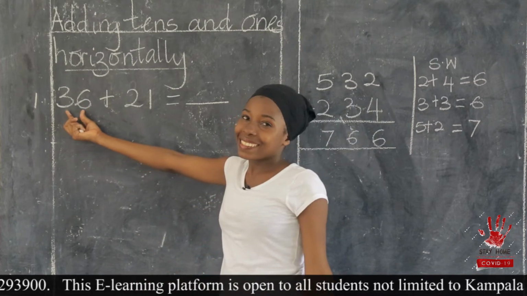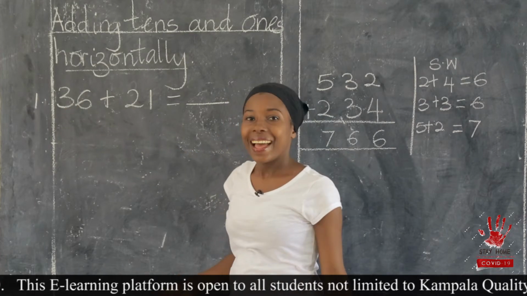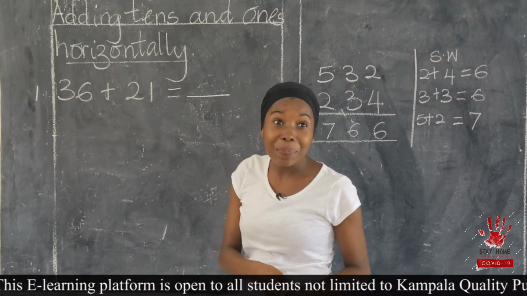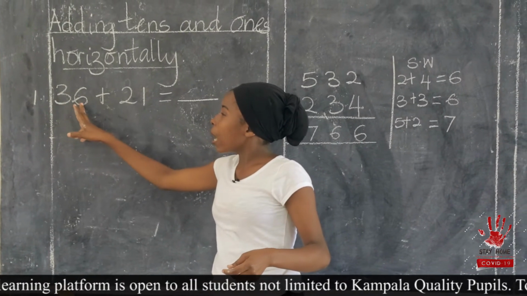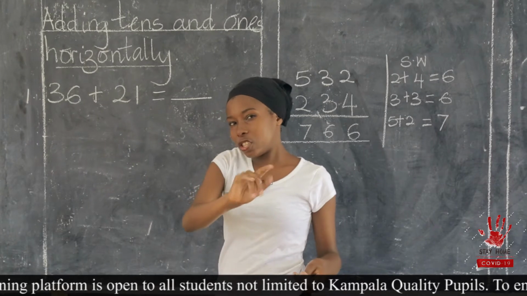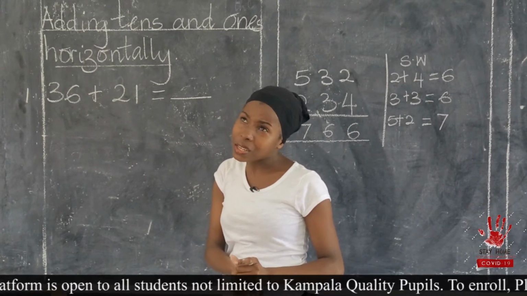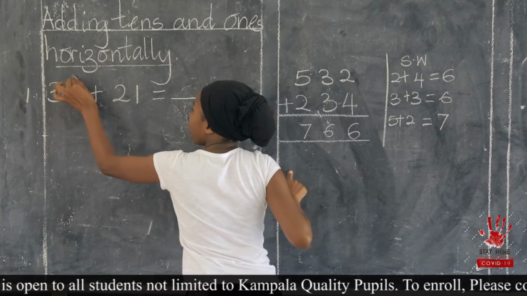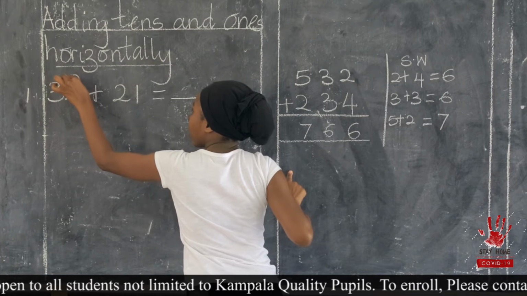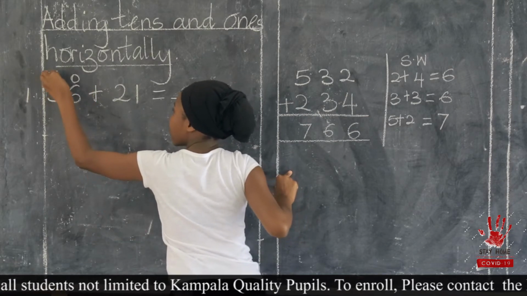Our 36 here. In class, we always say baptize the number. Do you remember that? For those of you who don't know how to baptize, it's okay. Worry not. In 36 here, there is one number which is in tens and another number which is in ones. Do you still remember which one should be in ones and which one should be in tens? So 6 here is in ones, and ones is represented by O. Then tens is represented by T.